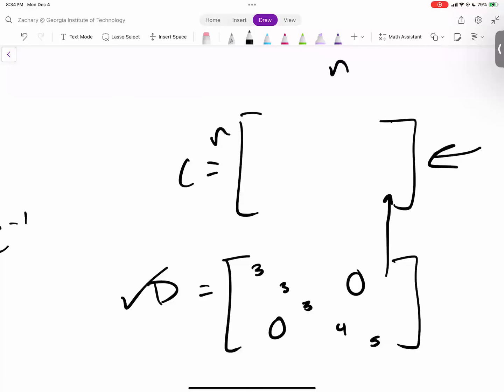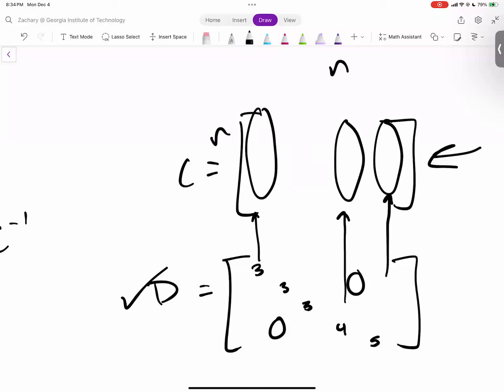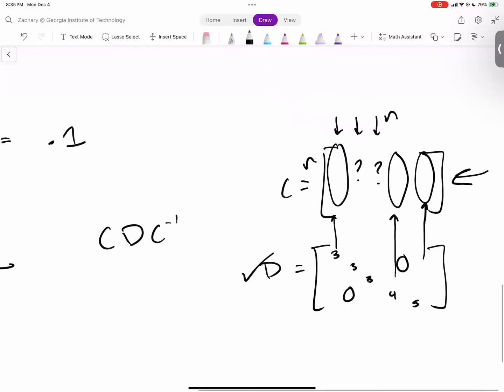So 5 will always be able to fill this column. 4 will always be able to fill this column with an eigenvector, okay? And 3 will always be able to fill this column at least. What we don't know is if we can fill these two columns as well, okay? And to do that, we must find our eigenvectors by finding a basis of null of A minus 3I, and however many vectors we have, we plug them in here. If it doesn't fill up as many columns as I have in D, then it's not diagonalizable, okay?